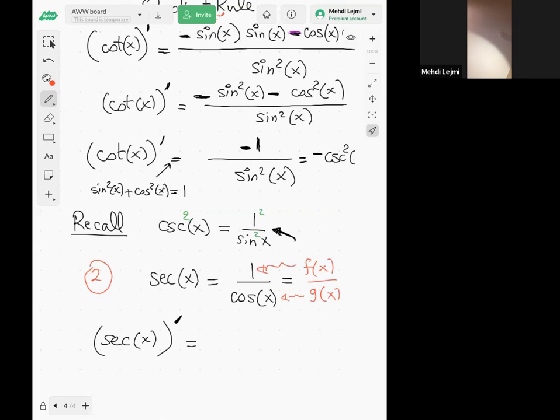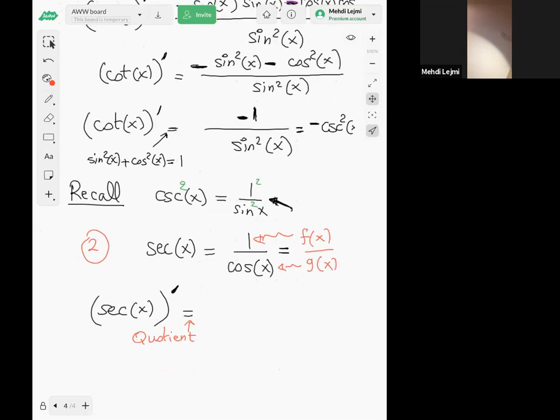If you have a fraction, f over g, and you want to compute the derivative, it's a division, so you have to use the quotient rule. It's a division, a fraction, and I want to compute the derivative. So I'm going to use the quotient rule, and the quotient rule says that the derivative would be f prime g minus f g prime over g squared.